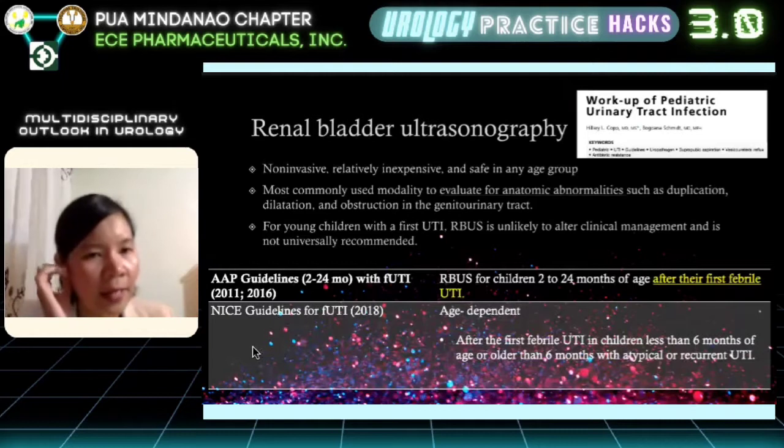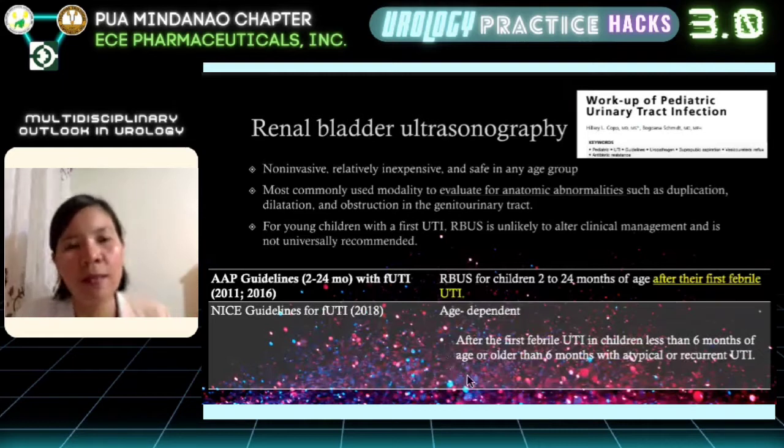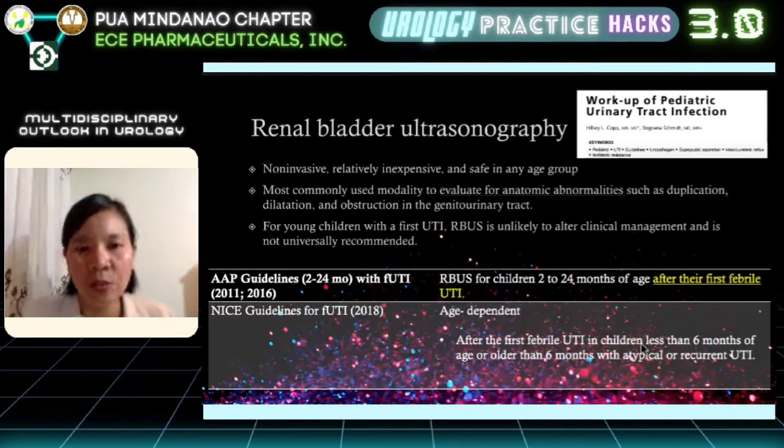For the NICE guidelines for febrile UTI, it is age dependent. They recommend renal bladder ultrasound after the first febrile UTI in children less than 6 months of age, or in those older than 6 months with atypical or recurrent UTI.